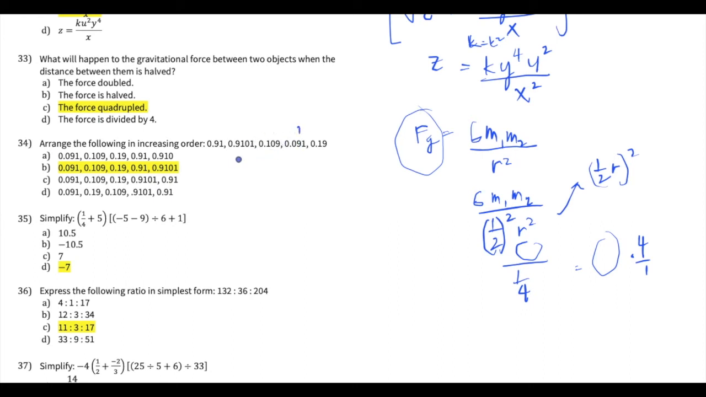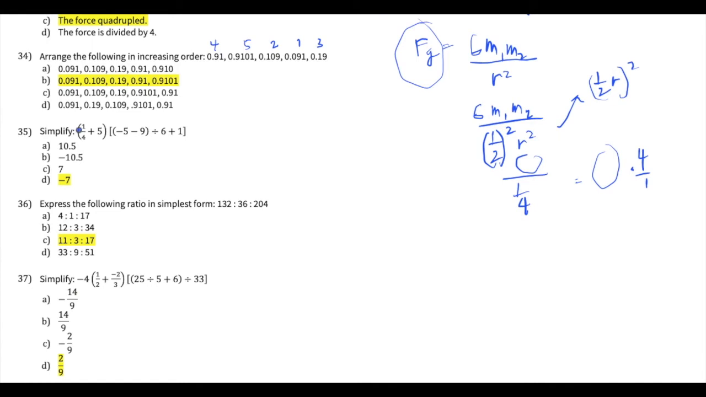And then next would be 0.109. And then this one. Tapos ito. And then this one. So letter B. Number 34. 35. Simplify this one. 1/4 plus 5. Negative 5, negative 9.